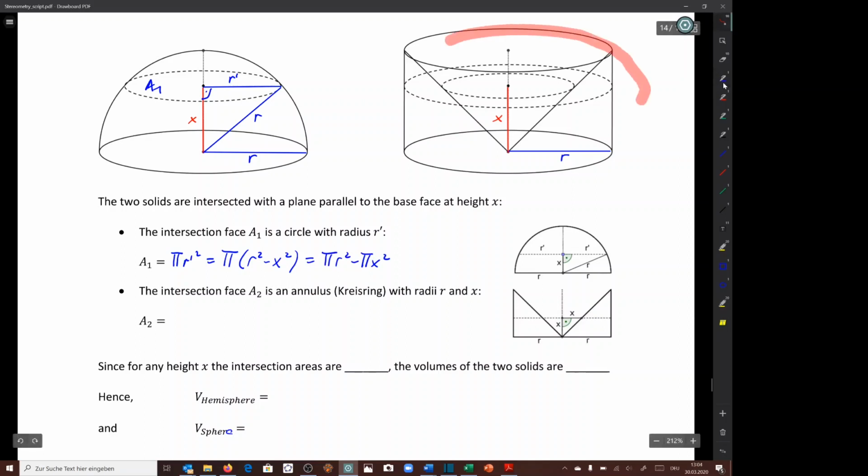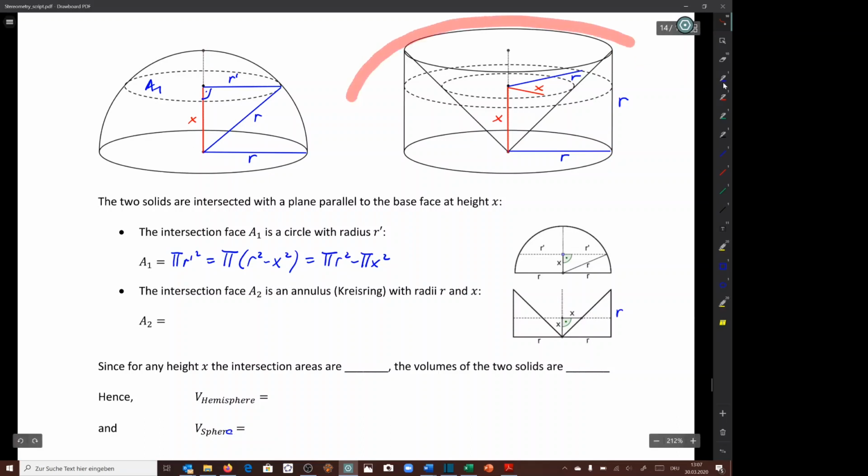The cross-section of this solid is an annulus, ein Kreisring. The radius of the outer circle is r, and the radius of the inner circle is x. The first one is obvious, the second one not immediately, so let's look at it more. Well, the height of the solid is just r again, because it's the same height as the hemisphere.